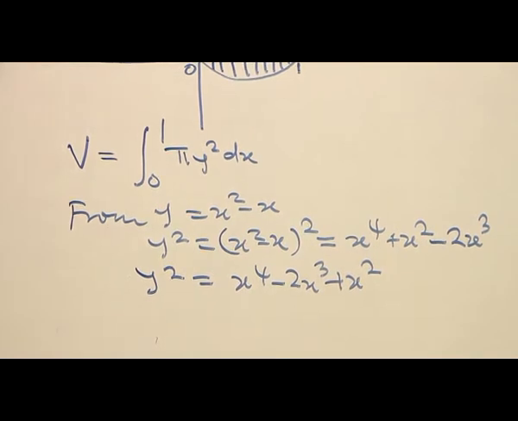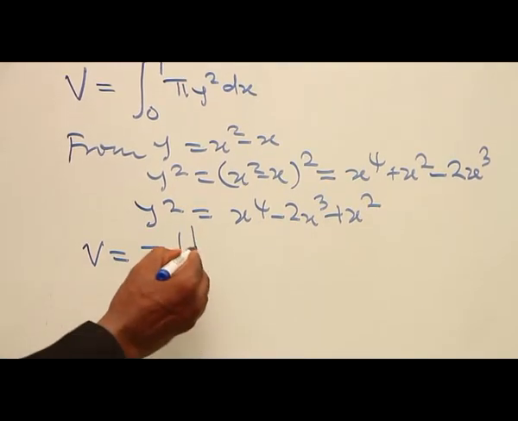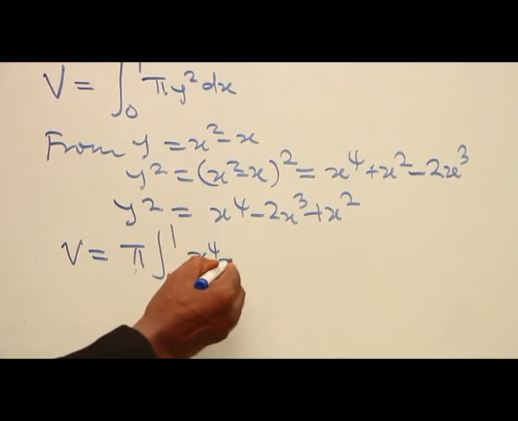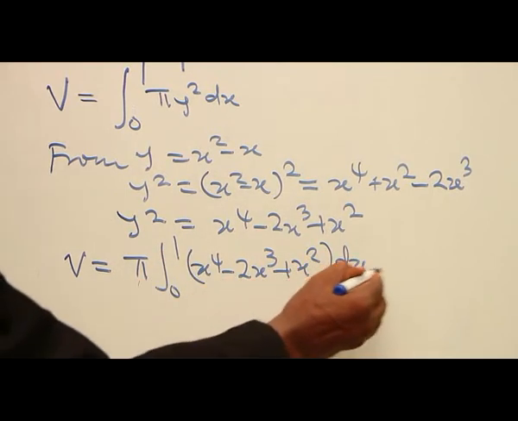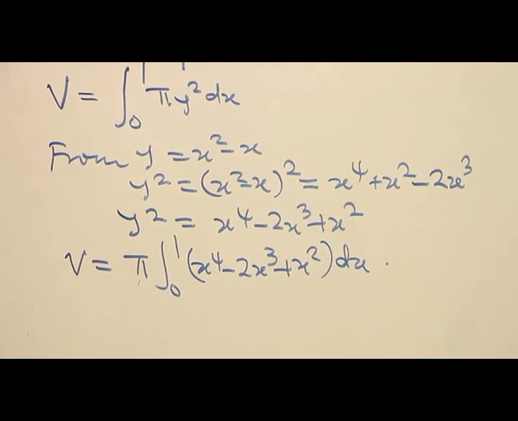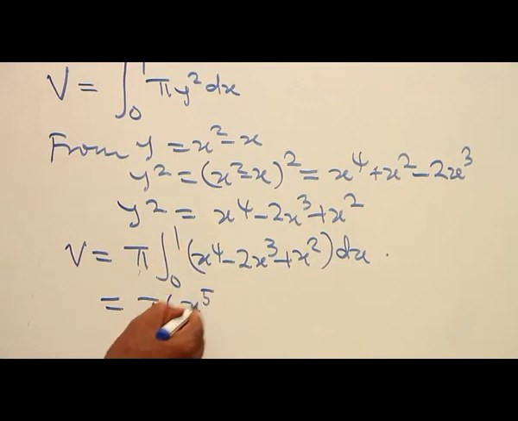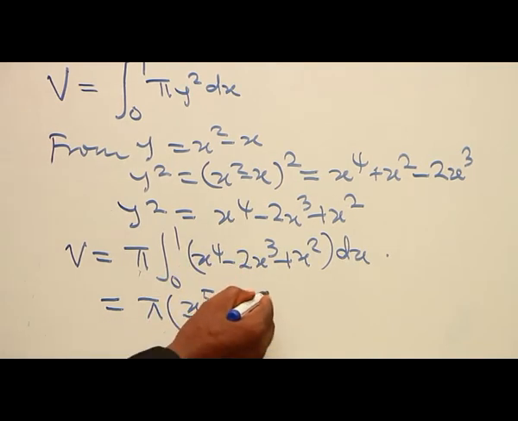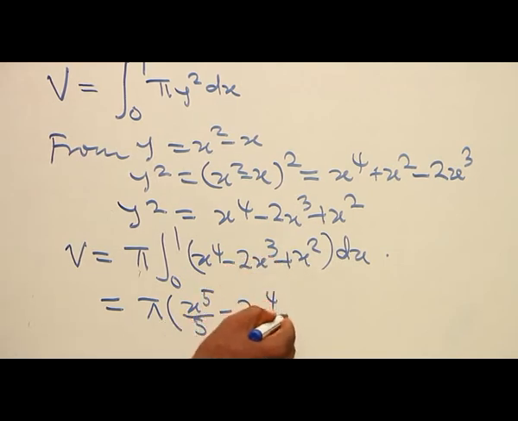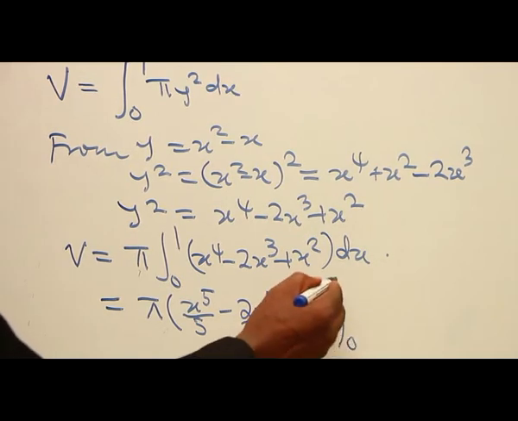Alright, from this level, we are now going to integrate the function accordingly. So our V will be equal to pi, bringing out the constant, and then integrate from 0 to 1 of y squared, which is s to the power 4 minus 2s to the power 3 plus s squared, everything in brackets. Remember, you are integrating with respect to s. If you integrate term by term, that gives s to the power 5 over 5, minus 2s to the power 4 over 4, plus s to the power 3 over 3. Then close this and evaluate from 0 up to 1.